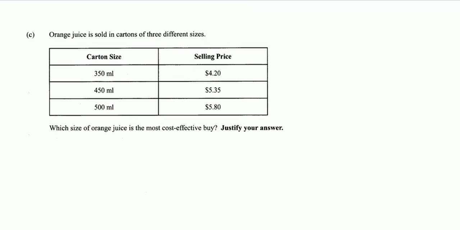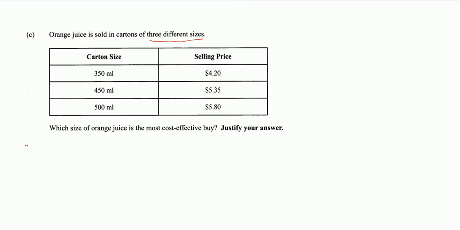let's work the last part. This seems to be a popular question that CXC likes to bring now. We have orange juice being sold in cartons of 3 different sizes. Right? So we have the 350 milliliters, the 450 milliliters, and the 500 milliliters. And they gave us the selling price of each of them. And they want to know which size of orange juice is the most cost-effective buy. Whenever you have a question like this, what you need to do is to find the price per milliliter. Okay? So let's deal with the 350.